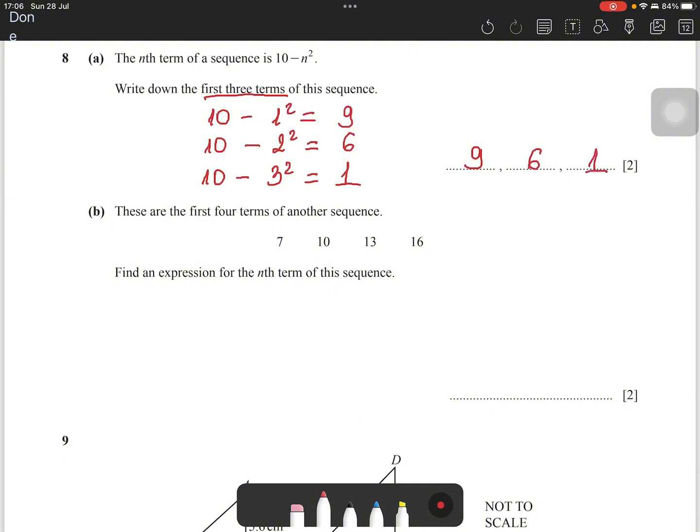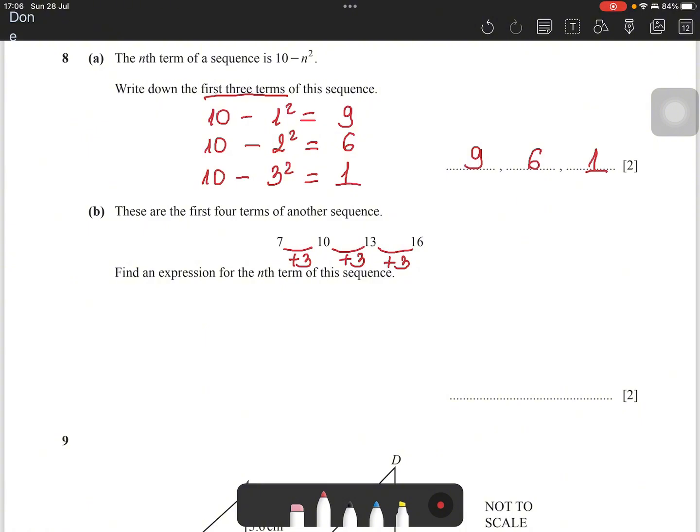B. These are the first 4 terms of another sequence. Find an expression for the nth term of this sequence. We see that 7 plus 3 equals 10. 10 plus 3 equals 13. And 13 plus 3 equals 16. So the first difference is equal, which means this is a linear sequence.